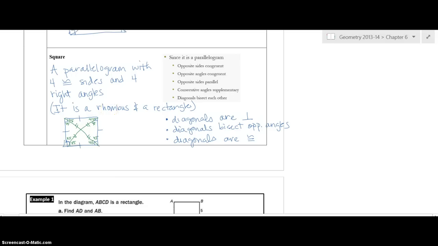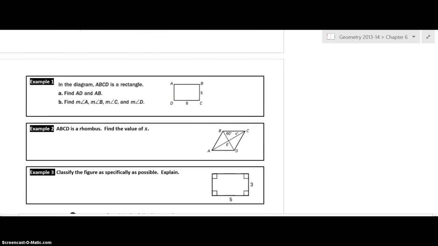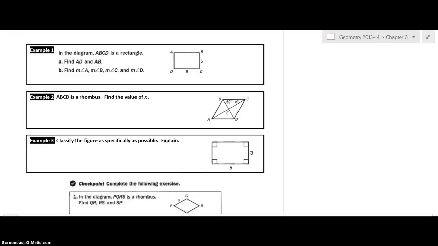Okay, so let's put some of those properties to use. In example 1, it says, in the diagram, ABCD is a rectangle. Find AD and AB. Okay, because it's a rectangle, we can mark a few things. We know that these are all right angles. And because it's a rectangle, it means that it is also a parallelogram. So opposite sides are congruent. So if BC is 5, AD is 5. If DC is 8, AB is also 8.